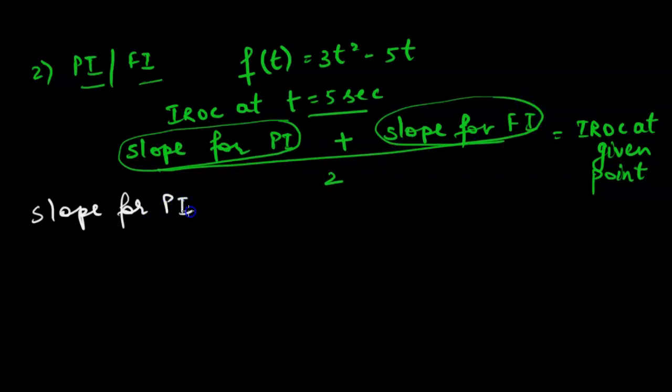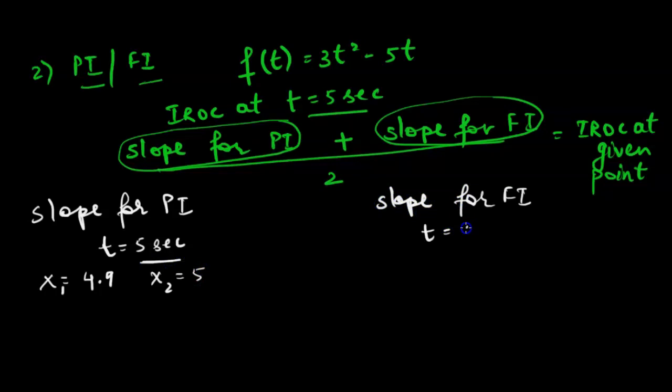For the slope for preceding interval, if the given time is 5 seconds, the x1 value would be a value before 5. Let's say we pick 4.9. We always try to be close to the given number. x2 in this case will definitely be 5. And if we want to find the slope for following interval, time is still 5 seconds because your IROC is for 5 seconds. Then the x1 value is going to be 5. However, the x2 value will be 5.1. Make sure if this is 0.1 less, this has to be 0.1 more only.